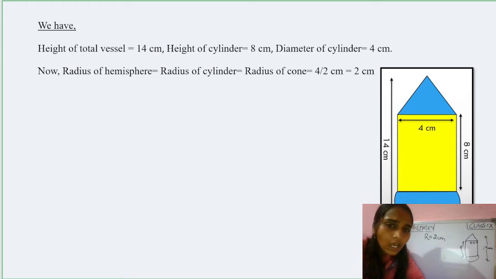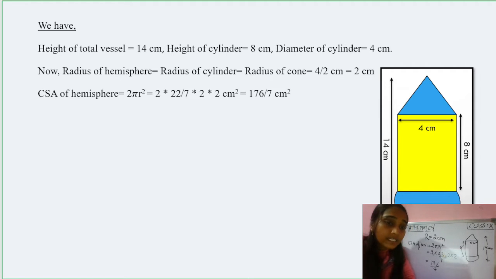Very good, students. Now tell me the formula for the curved surface area of a hemisphere. We will begin with finding the curved surface area of the hemisphere. Yes, it is 2 pi r squared. Now you have to simply put in the value of r. So 2 twos are 4, 4 twos are 8, and 8 multiplied by 22 over 7 comes out to be 176 by 7. I hope you are all getting this answer.